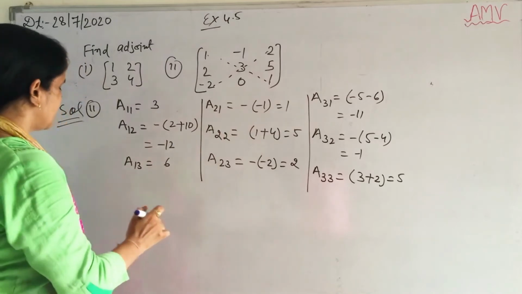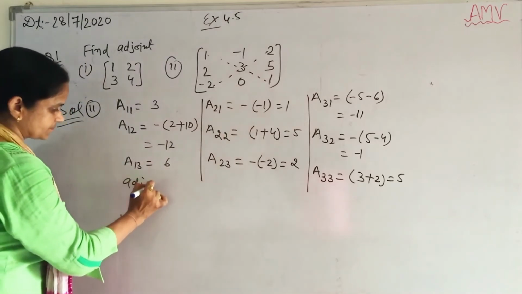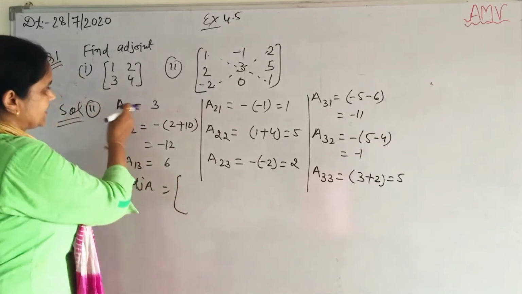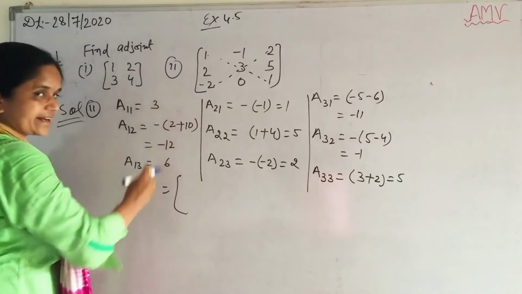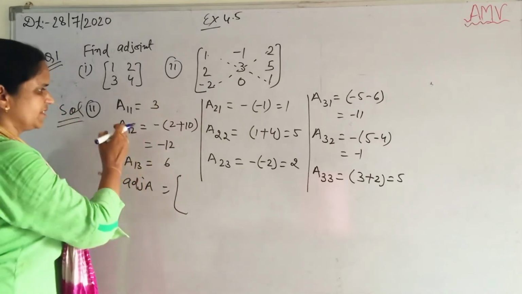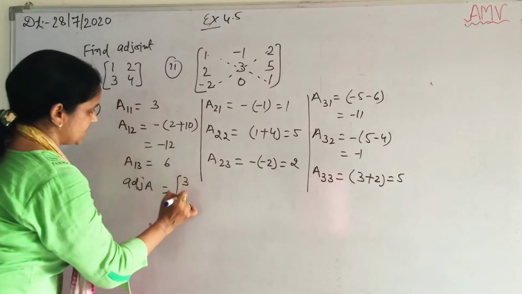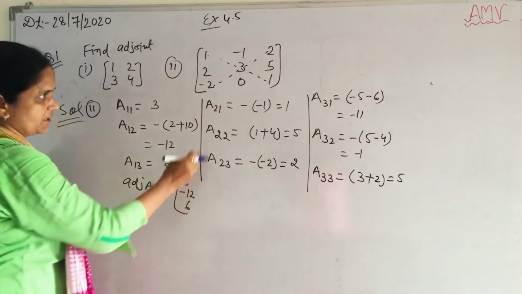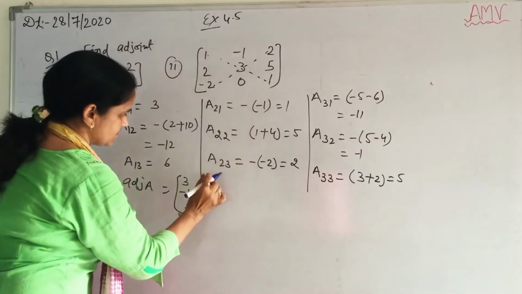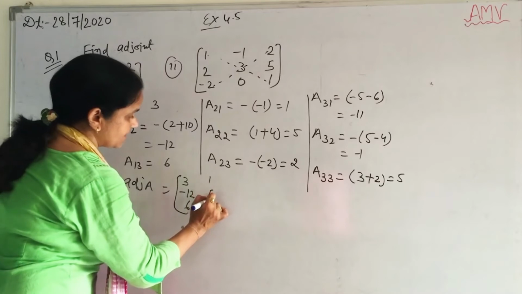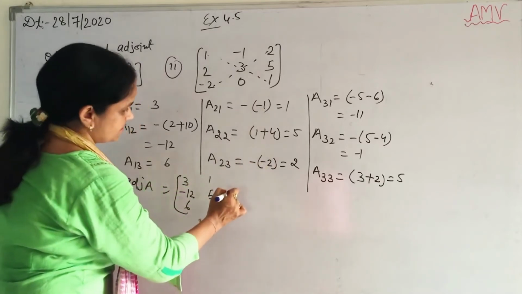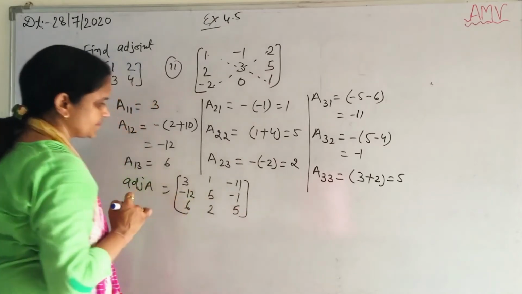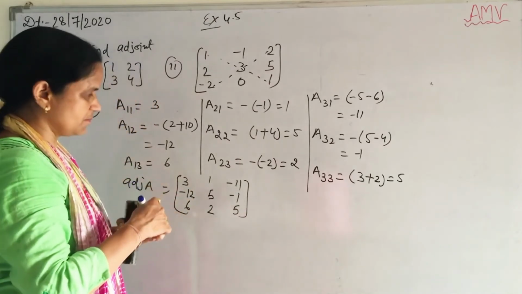Okay student, and now the adjoint. Write the elements. Okay, directly I am now taking the adjoint with the transpose. It's 3, minus 12 and 6. First row, write it in the first column, cofactor of. Okay, it's 1, 5 and 2, and here minus 11, minus 1 and 5. Okay students, now move ahead.